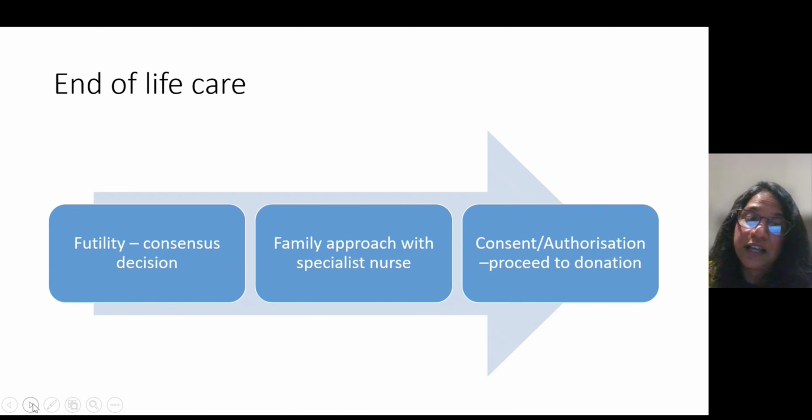Donation happens at end of life. In the UK, when we reach futility, there is a consensus decision. A consensus is reached amongst all the healthcare professionals looking after the patient that it's time to change the focus to comfort and dignity. At this point, the consultant in intensive care approaches the family with a specialist nurse and seeks their opinion or views on organ donation. The family, though, have to consent or authorize for us to proceed with donation.